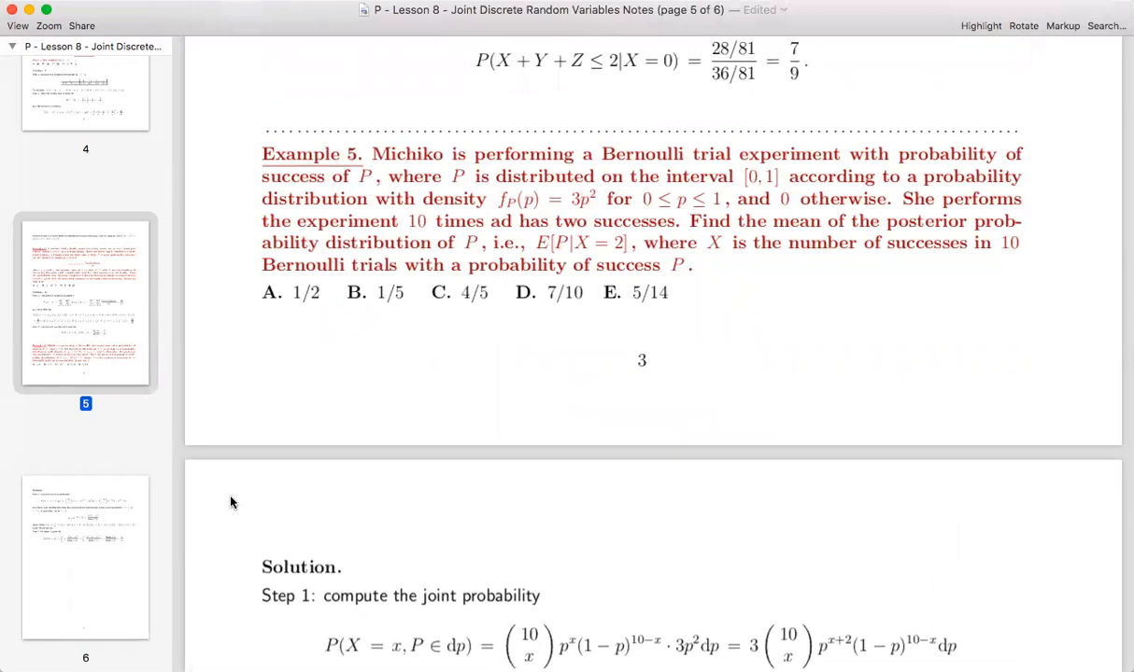Yes. I'm going to pronounce this person's name wrong, so I apologize. Mikko is performing a Bernoulli trial experiment with a probability of success p, where p is distributed over the interval 0 to 1, according to the probability distribution with density of p equal to 3p squared for p between 0 and 1, and otherwise equal to 0. As it is a Bernoulli, she performs the experiment 10 times and has 2 successes. Find the mean of the posterior probability density function of p, i.e. p given x equals 2, where x is the number of successful trials with Bernoulli success p.